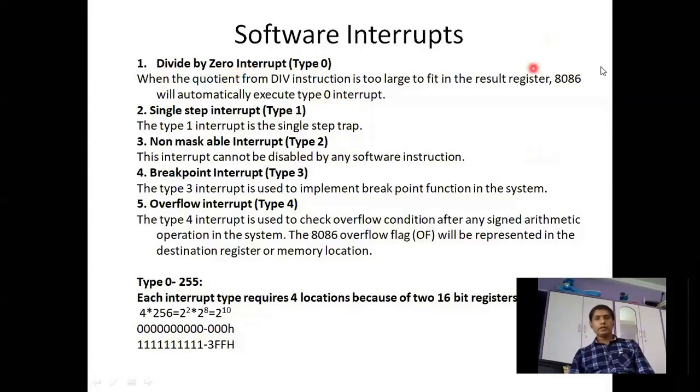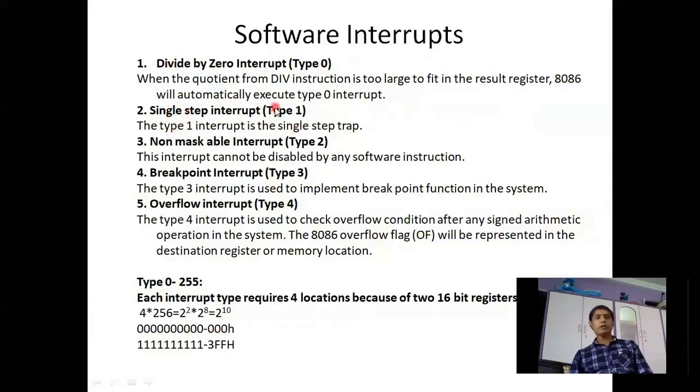Whenever any number is divided by 0, what happens? We get a result having the highest value, which is indirectly infinity. In that case, we get which type of interrupt? We call it type 0. When the quotient from the division instruction is too large to fit in the result register, 8086 will automatically execute the type 0 interrupt. The name is divide by 0.